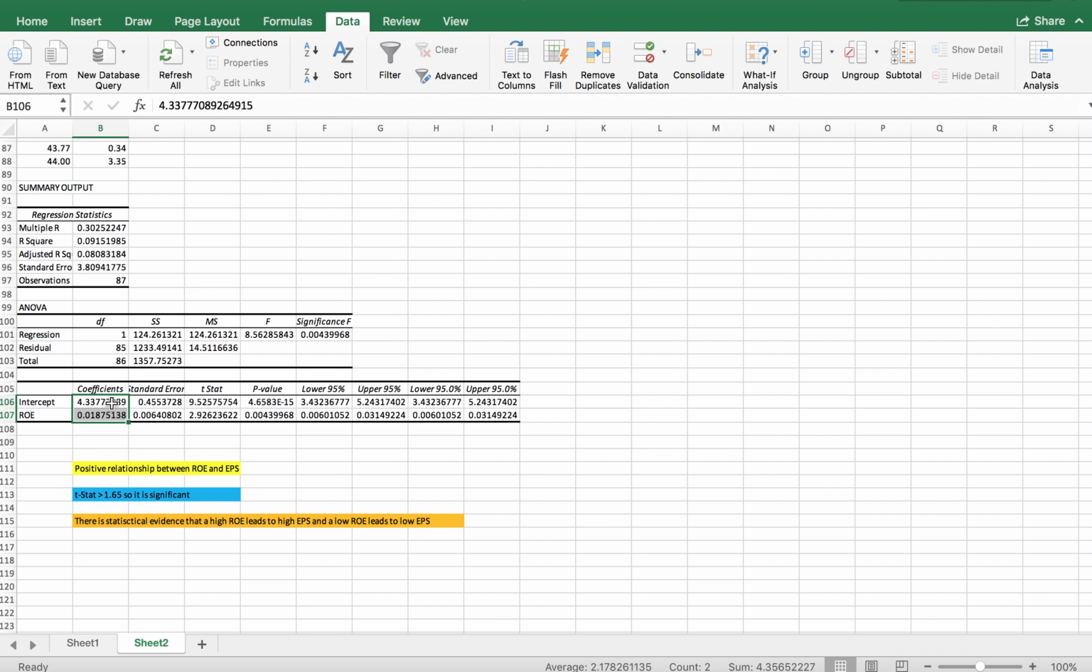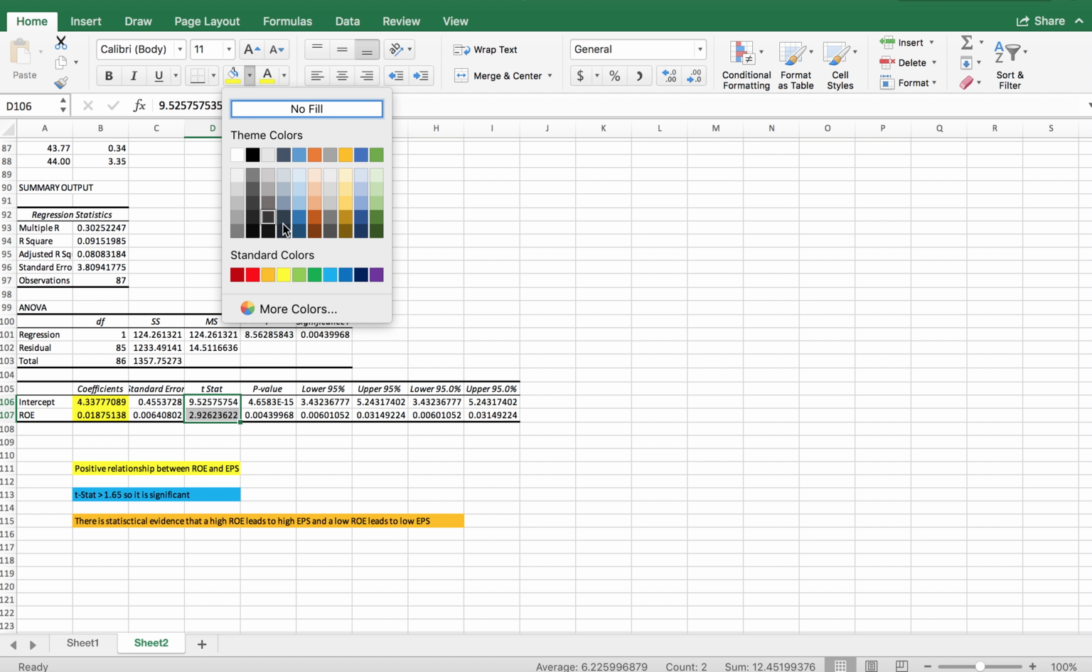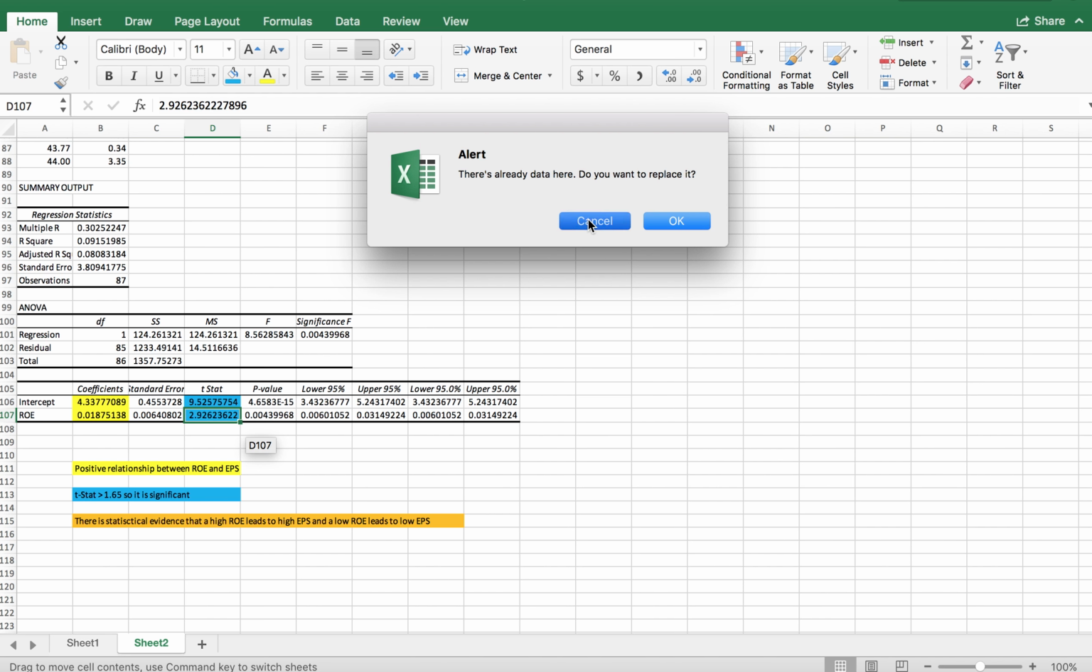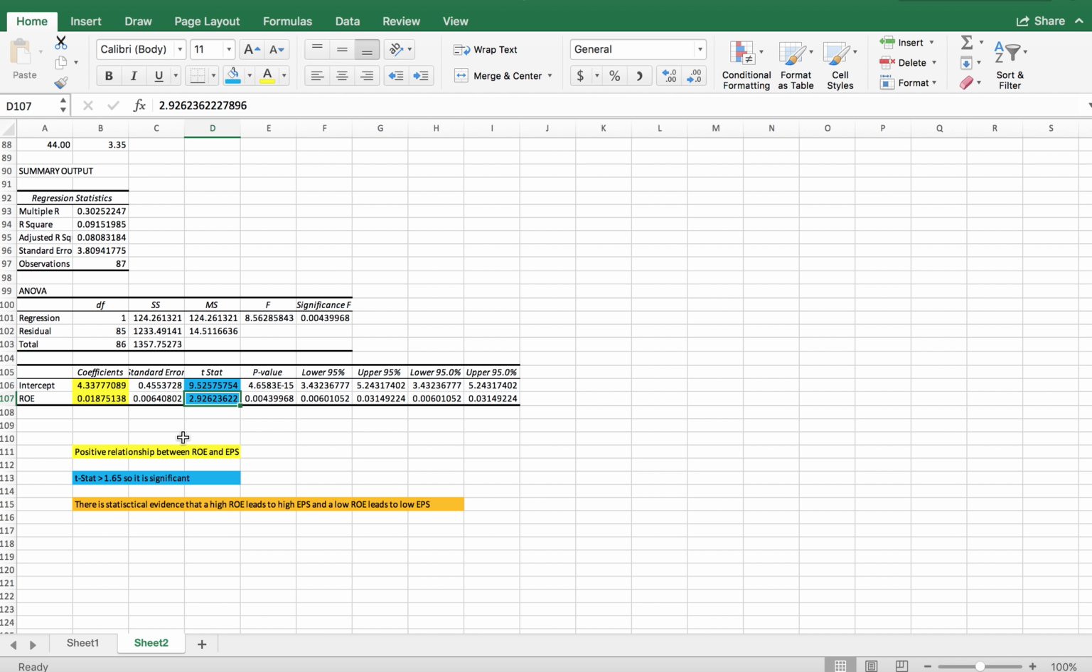So our first step is to look at these. And as you can see here, there is a positive relationship between ROE and EPS. And next is to look at the t-stat. And as seen here, the t-stat is greater than 1.65, significantly greater than 1.65. So that means it is significant.